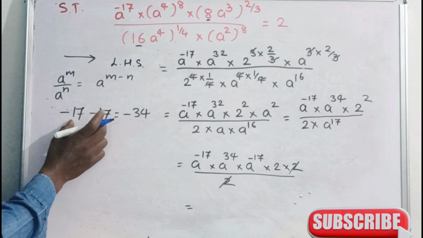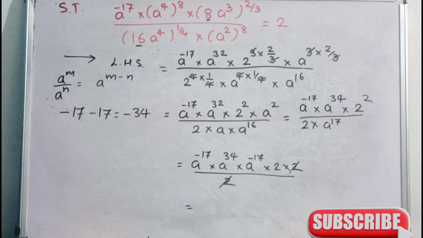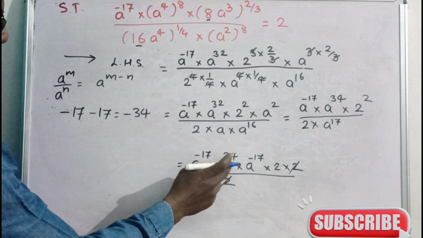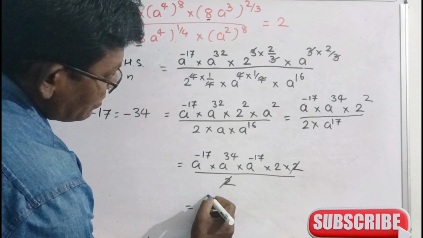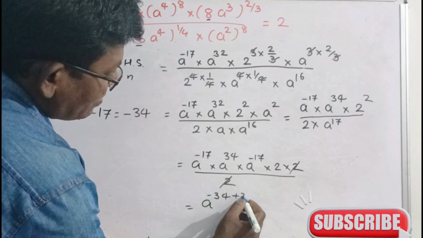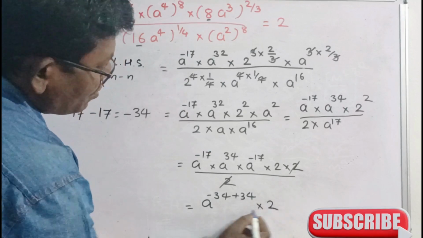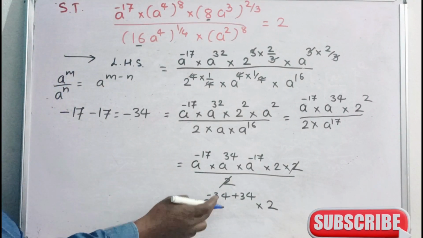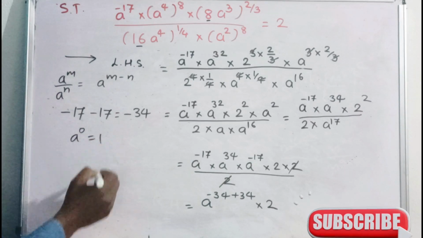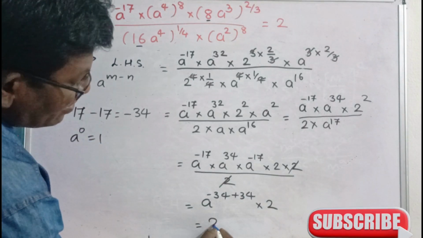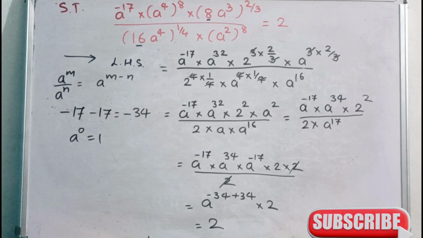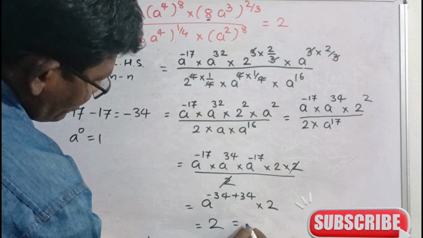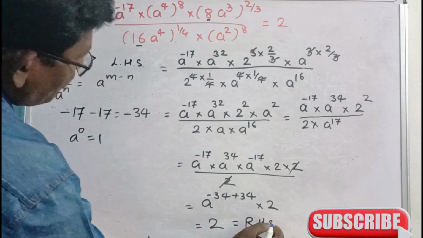Sign is the same, addition gives the same sign. Again, this minus 34 plus 34, it becomes 0. A raised to the power minus 34 plus 34 into 2. Again, it becomes 0. A raised to the power 0 is nothing but 1. Answer is simply 2, is equal to RHS. Very simple problem.